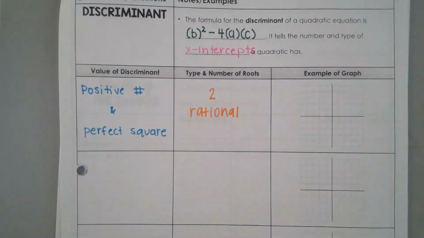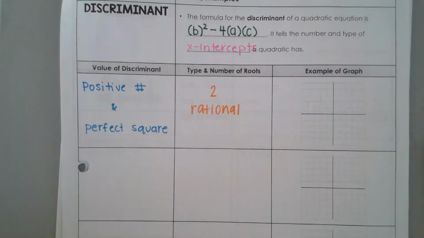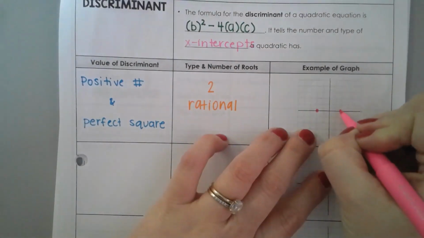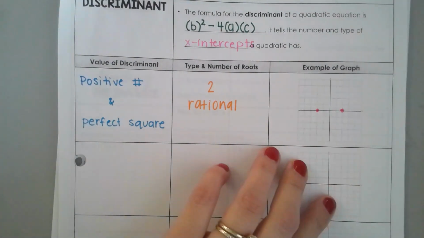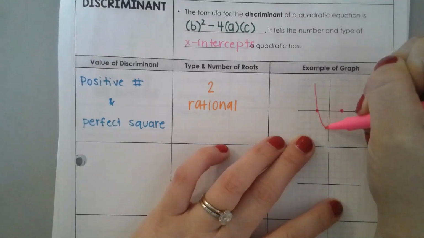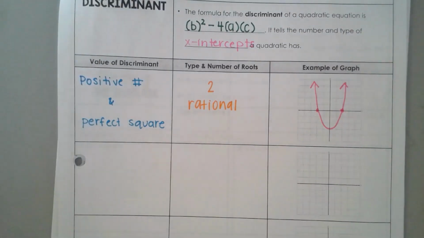Okay? So in this case, anytime I have two rational x-intercepts, that means they could cross at whole numbers. So the example I'm going to do here would be on whole numbers. Like this. This would be an example.